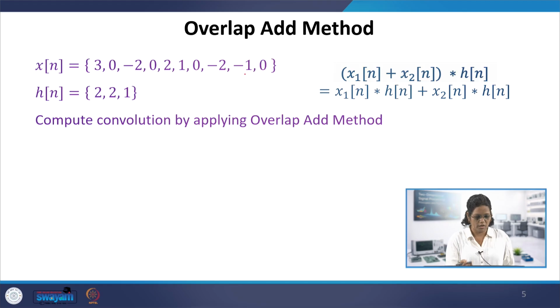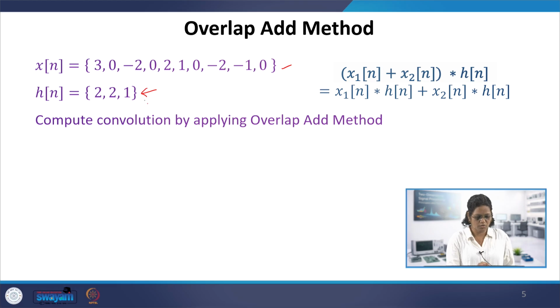Now let's get into an example. Suppose x of n has a length of 10. It is a smaller sequence, but to show it here, we have taken the samples 3, 0, minus 2, 0, 1, 0, minus 2. And h of n is 2, 1. So the length of h is smaller, and x can be split into x1 plus x2 of equal length, or a length which we can fix.